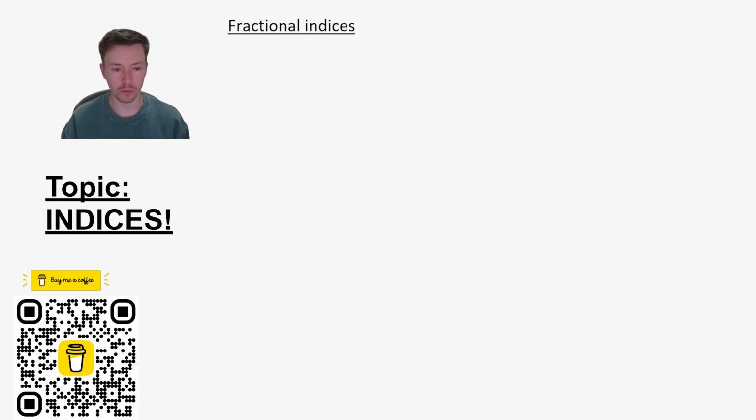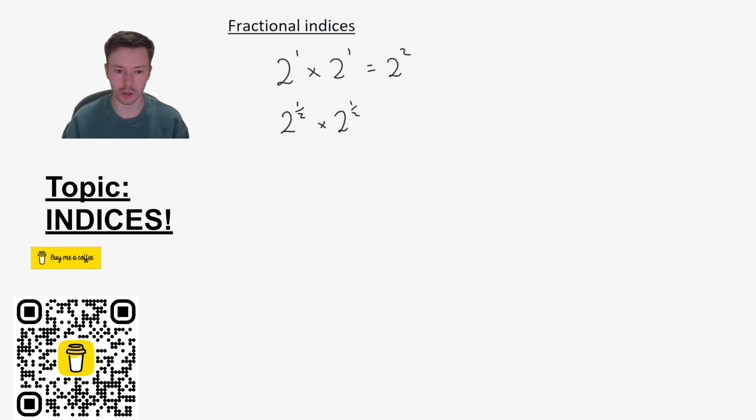What we can do to think about this is, I know my index laws tell me that if I have 2 to the power of 1 times 2 to the power of 1, that would give me 2 to the power of 2, because you add your powers. Now let's imagine that fractions can work, and try and figure out what they would be. So if I had 2 to the power of a half times 2 to the power of a half, we know what that would give us. That would give us 2 to the power of 1, or 2.